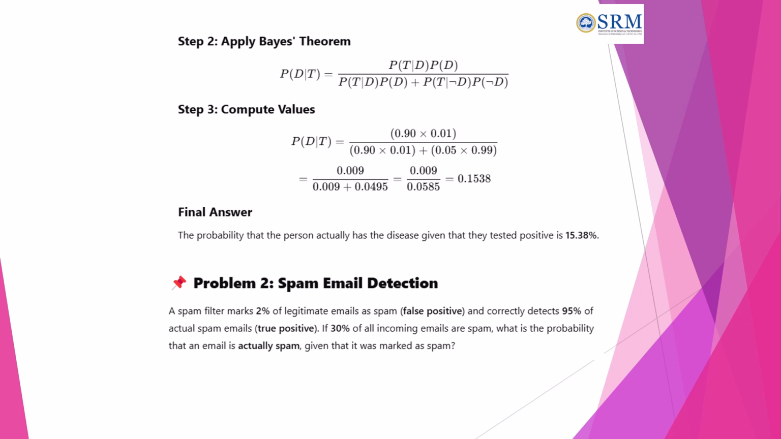This means that even if someone tests positive, there is only about a 15% chance that they actually have the disease. This shows how important it is to understand test results carefully.